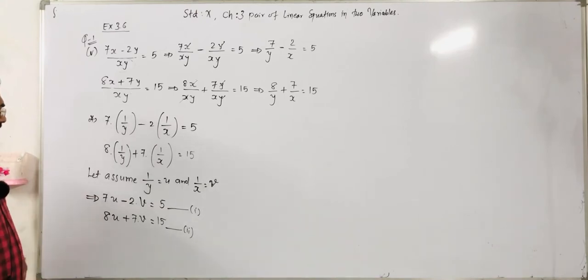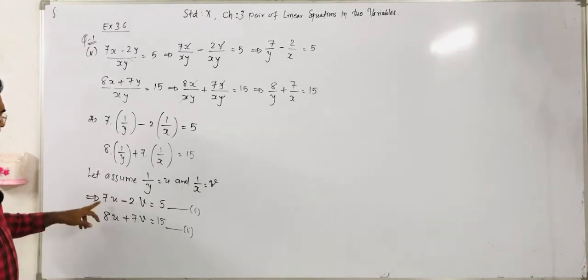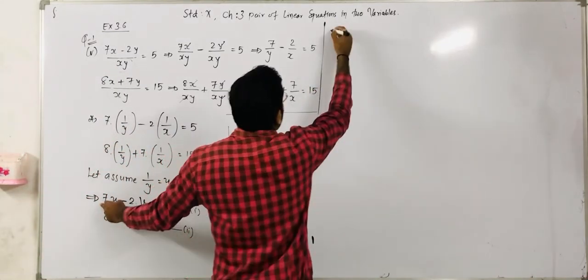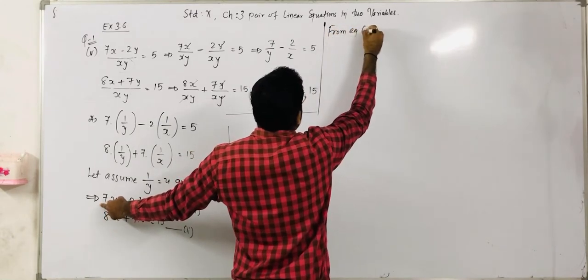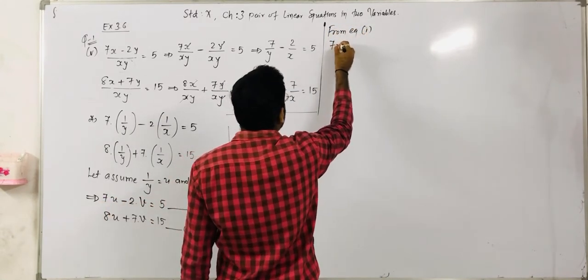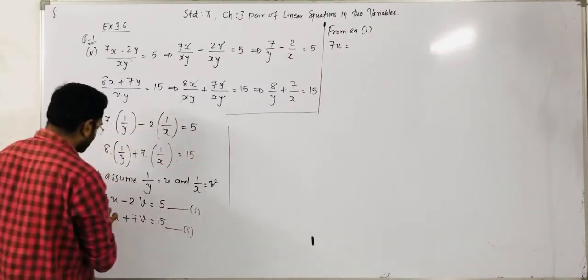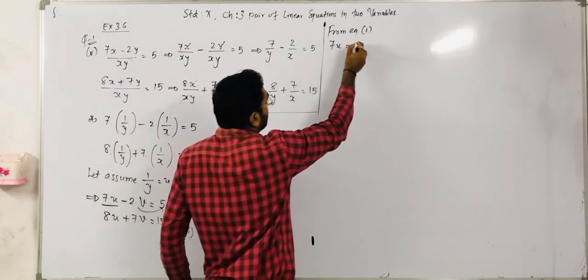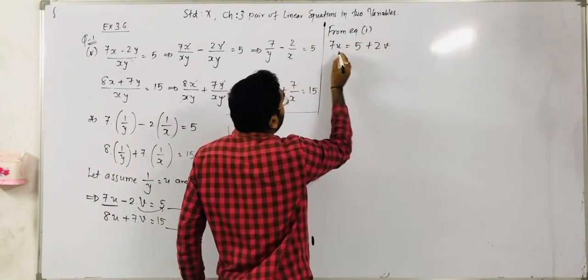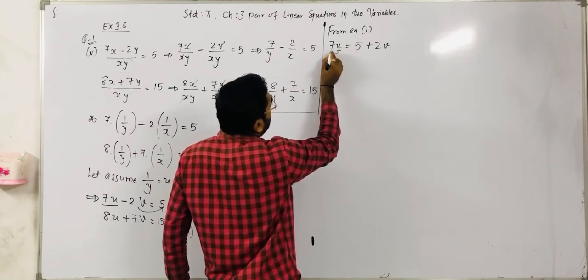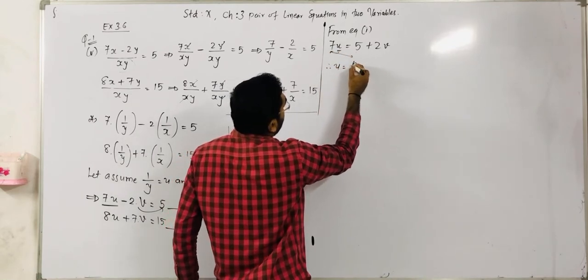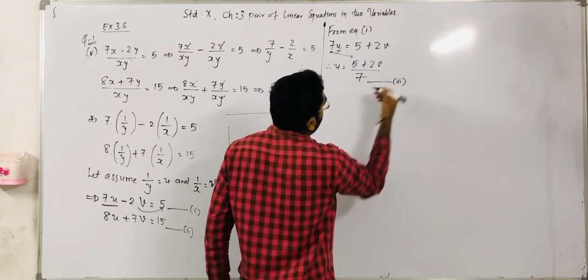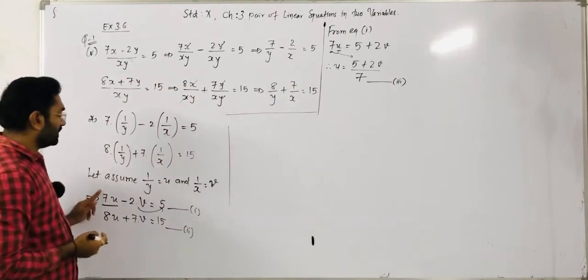Suppose we want to apply the substitution method. From equation 1, we make 7u the main term. So the minus 2v goes to the right-hand side and becomes plus 2v. To make u the main term, the 7 goes to the right-hand side in the denominator. So u is equal to 5 plus 2v by 7. This is our equation number 3, made from equation number 1.